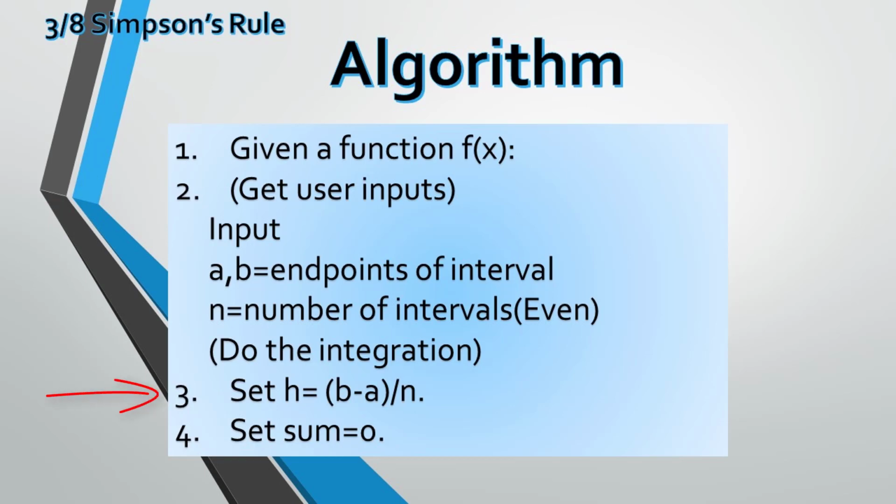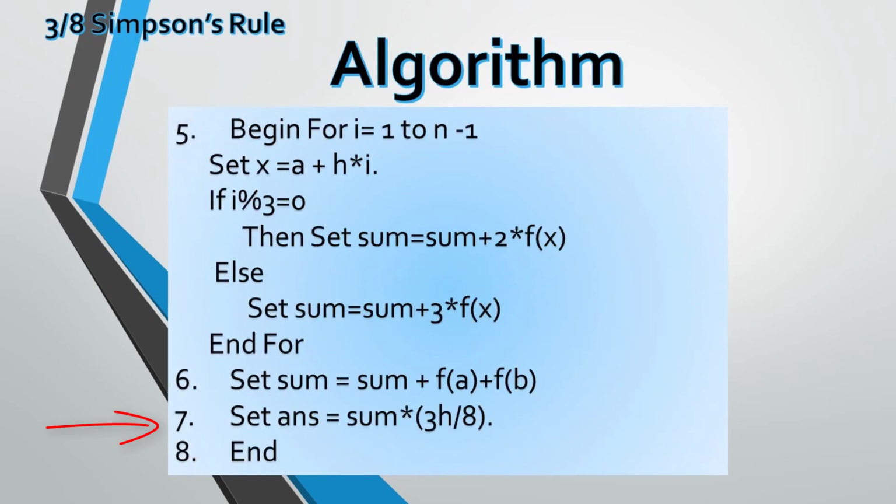Then in the third step, we will calculate the interval h, that is the difference between b and a divided by n. Fourth step, we set sum as 0. Then we begin to evaluate the function for i equal to 1 to n minus 1. Set x equal to a plus h multiplied by i. If i mod 3 is equal to 0, then set sum equal to sum plus 2 multiplied by the function of x. Else, set sum equal to sum plus 3 times the function of x.